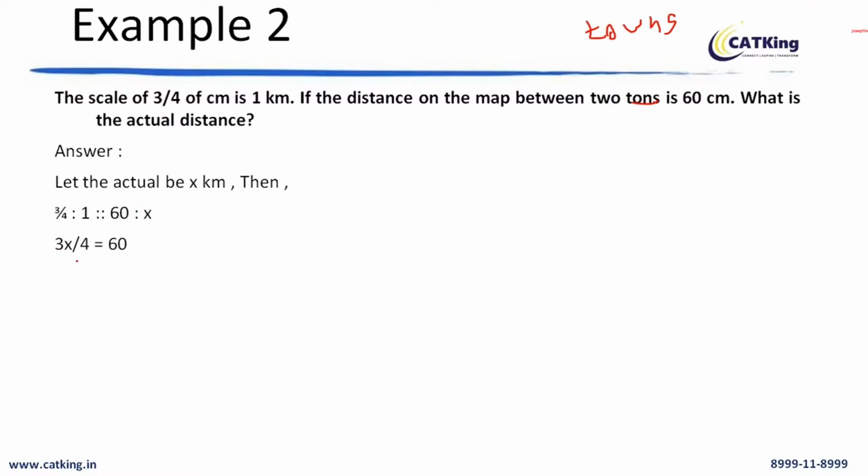So this becomes 3x by 4 is equal to 60. 1 into 60, 1 by 60 is as is, so that remains 60, and 3x by 4. Now 4 goes on this side and 3 goes on this side and turns into divide. So x is equal to 60 into 4 by 3, which is 240 by 3. Thus x is equal to 80 kilometers. So the total distance between these two towns in real life is 80 kilometers.